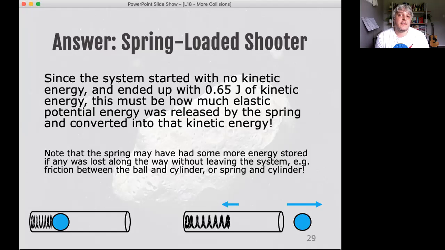Note that the spring may actually have had more than that stored up if there was friction internal to the system. So the ball rubbing on the cylinder or on the spring, or the spring rubbing on the cylinder. If there was internal friction, then that might have released some or lost some of that energy as it was releasing. We know there was no net external impulse, so there was no external friction, but there could still be internal friction. But we're not really going to get into that. I just wanted to point that out in case you did happen to think of that as well.